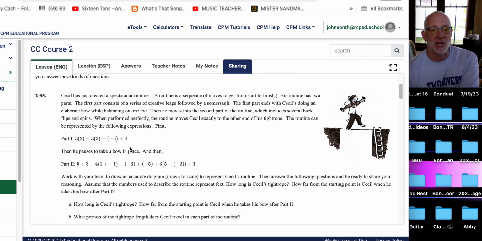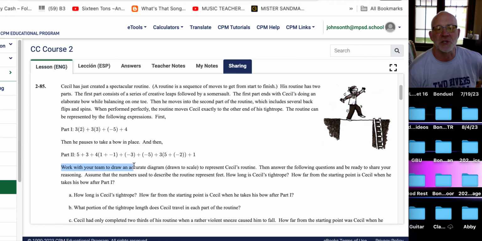The routine can be represented by the following equations. First, 3 groups of 2 plus 3 groups of 3 plus -5 plus 4. And then he pauses, takes a bow, and then part 2, he does 5 and then 3, and then 4 groups of 1 plus -1, and then -3, and then -5, and then 3 groups of +5 plus -2, and then +1. So work with your group to draw an accurate diagram to represent Cecil's routine, and then answer the following questions. I think we might stop there.